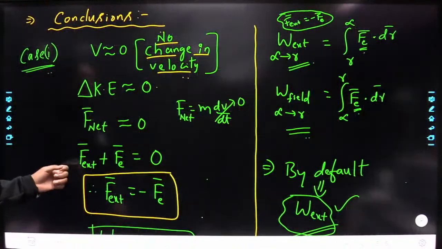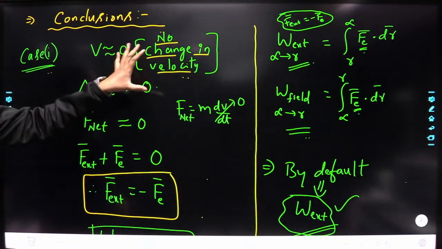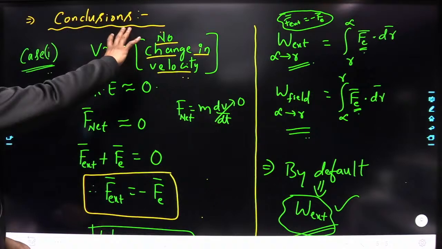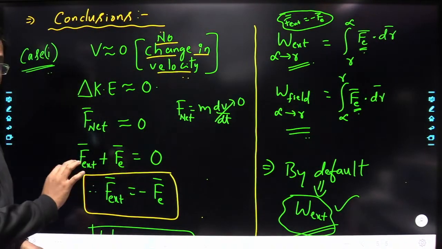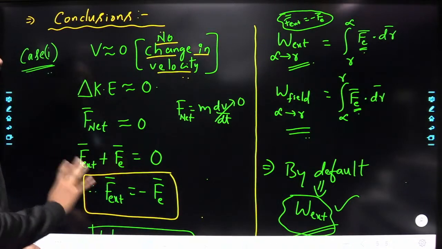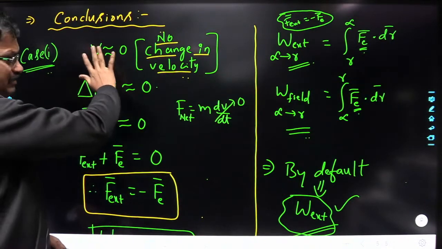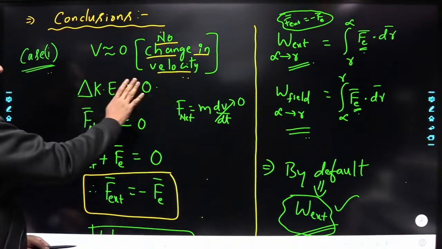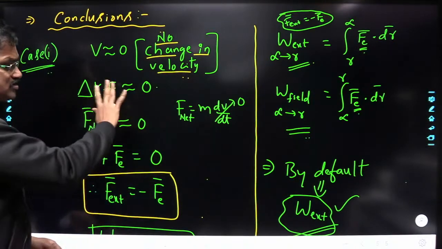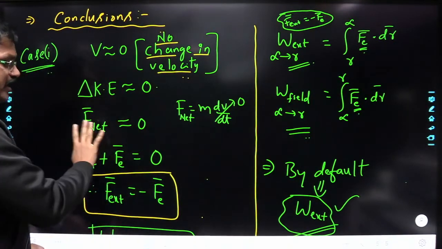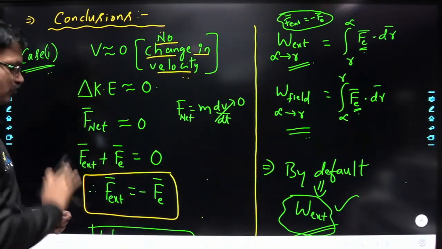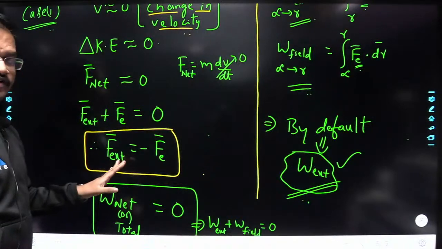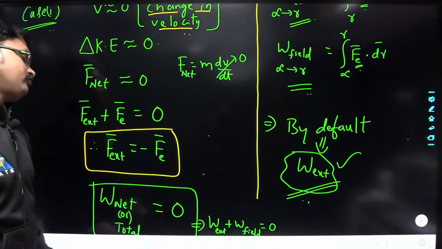So what is case 1 here? The velocity is approximately equal to 0. Why are we making this assumption? If you make this assumption, then only we can determine this external force. So if velocity is not changing, then change in kinetic energy in this process will be equal to 0, and the net force acting on the charge will be equal to 0. So if the net force is equal to 0, then the external force can be written as minus of F electrical force.